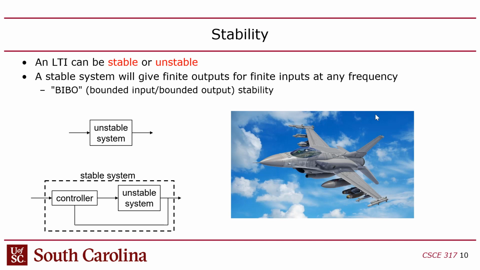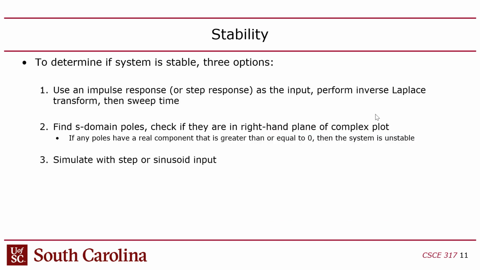This is called bounded input, bounded output stability, meaning as long as I give it a bounded input, then I'm guaranteed to have a bounded output. The output won't go infinite. So the question is, and this is where the theoretical part of this comes into play, how can we determine if a system is stable?